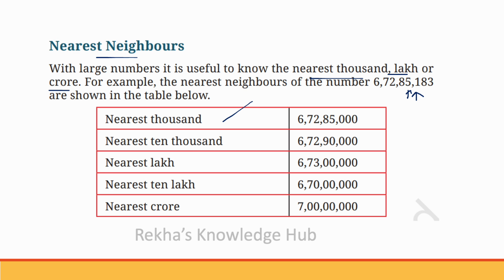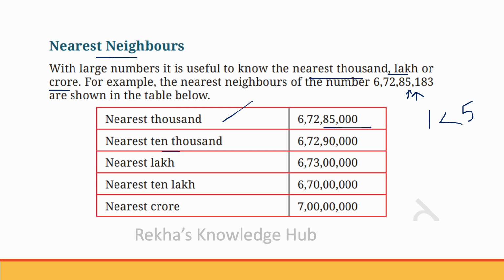If the hundreds place digit is less than 5, then the thousands place digit remains the same and all the digits to the right become zeros. See, here the hundreds place digit is 1. 1 is less than 5. So the thousands place digit remains the same, 5 itself. Then the remaining digits to the right become 0. So, 6, 7, 2, 8, 5, 0, 0, 0.